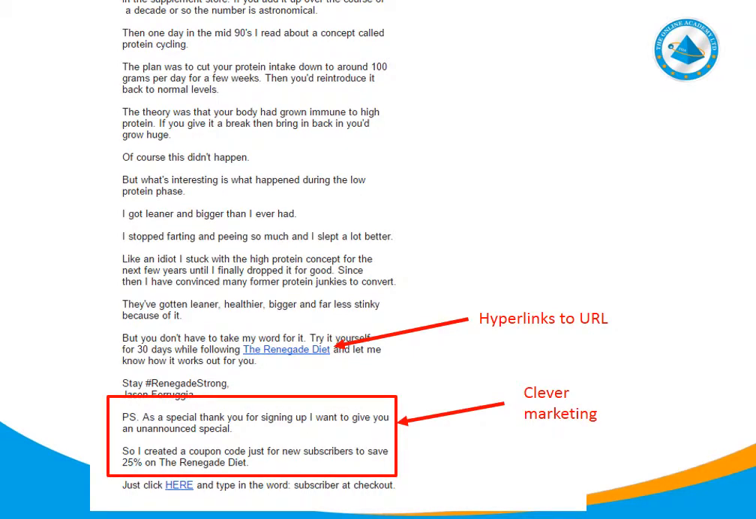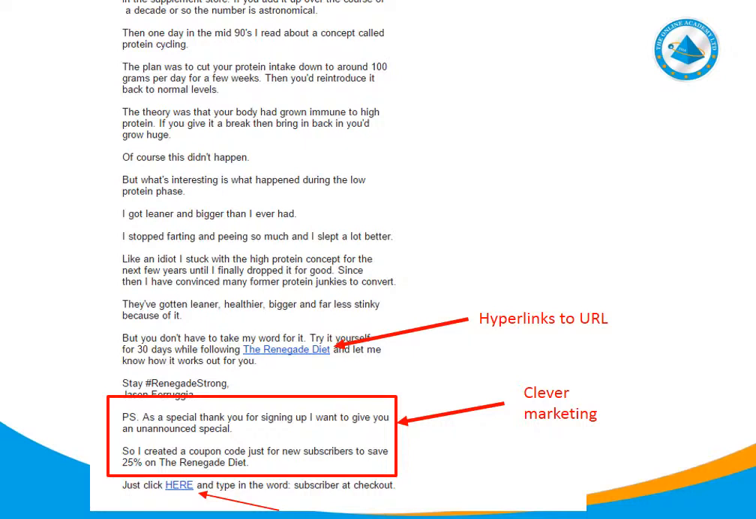Some clever marketing that this person has done: if somebody gets to the bottom of this email, it's telling you that I want to thank you for signing up and I want to give you an unannounced special. So you didn't even expect the special, but I'm going to give you the special, and I've created this coupon for you that you can get 25% off the Renegade Diet. And then if you really want that, you're going to click here.